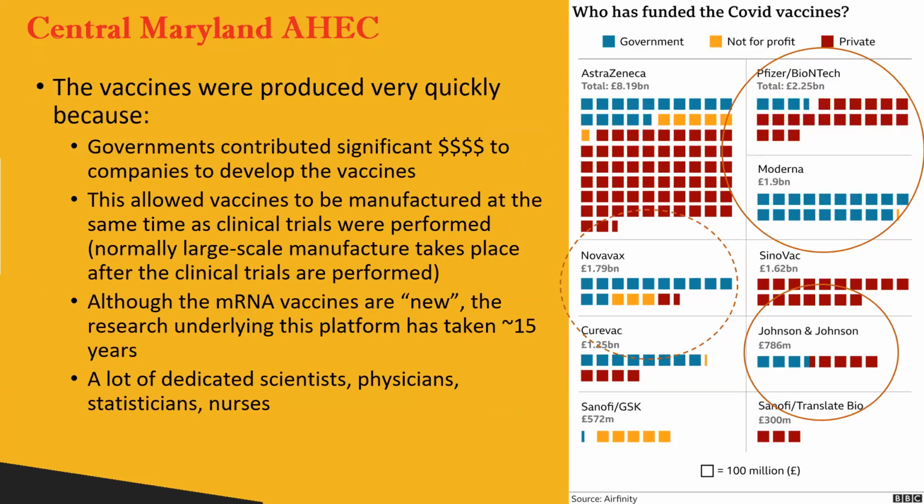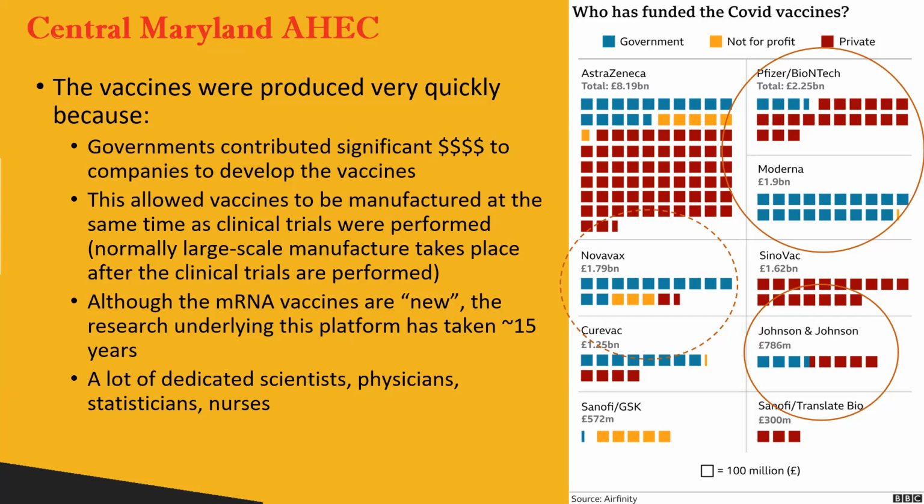There are a number of reasons that the COVID vaccines were able to be produced so quickly. One is that governments around the world contributed significant money to companies to develop the vaccines. So this helped fund the research, but also allowed vaccines to be manufactured at the same time that the trials were being performed. So that was another way to save time, because typically the manufacture takes place after the trials are performed. But in this case, as soon as the emergency use authorization was granted by the FDA, the vaccines could go out into communities because they had already been manufactured.